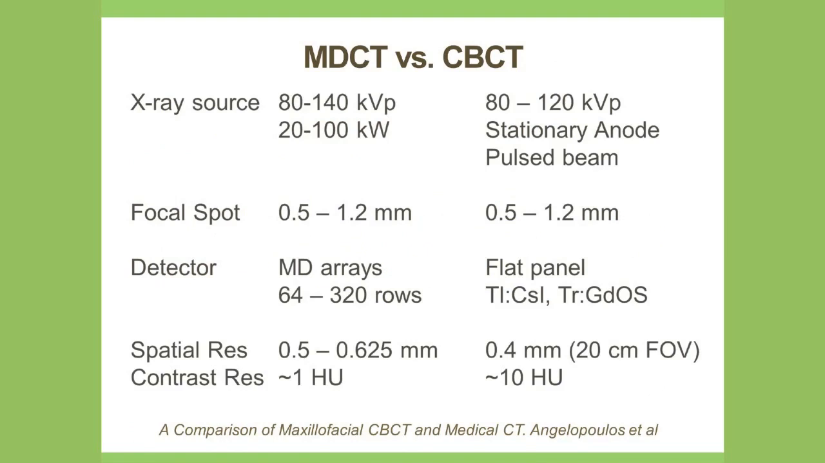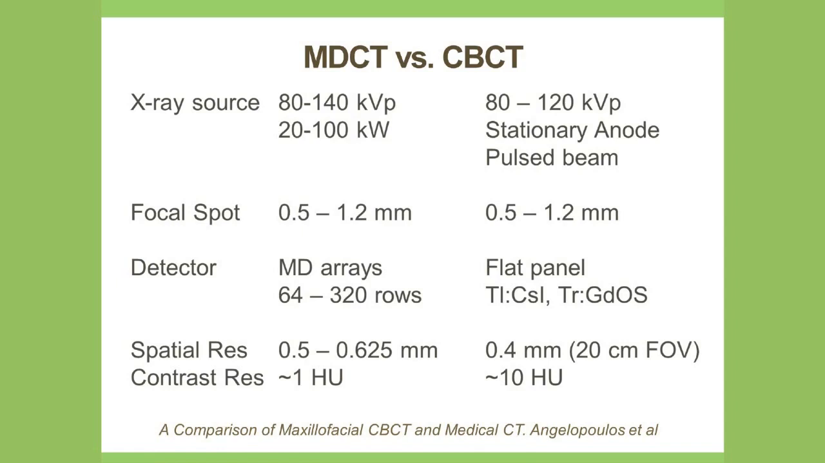So let's just compare these two different kinds of CT very quickly before we get into radiation safety. In the multi-detector side, we could operate between 80 and 140 kVp. 120 is pretty typical. In a cone beam, between 80 and 120. The focal spot sizes are about the same. We have multiple detector arrays in a multi-detector CT, such as maybe up to 320 rows of detectors.